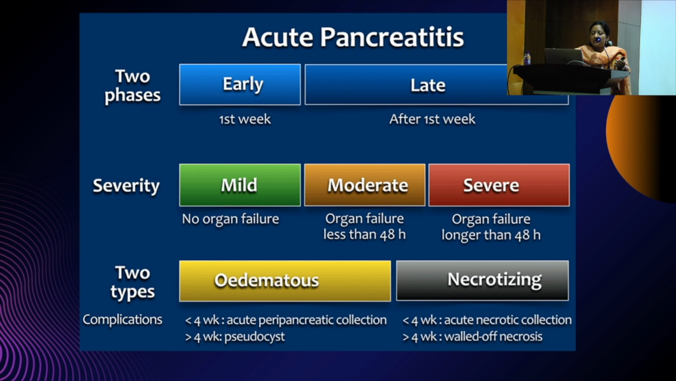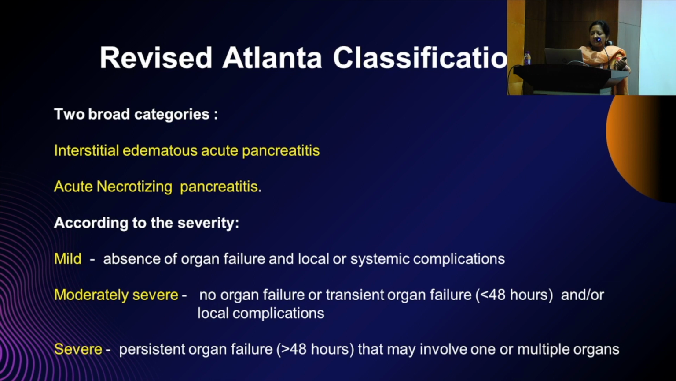The second part is the severity. It can be mild in the majority, but it can be moderately severe or severe in other conditions. We'll understand the classification in the subsequent slides. And of course, the types and complications. It can be a simple edematous interstitial pancreatitis, or it can be necrotizing pancreatitis. The most commonly used classification is the revised Atlanta classification. It categorizes pancreatitis into two types. One is interstitial edematous pancreatitis, which is a milder form, and the second, which we are all worried about, is necrotizing pancreatitis.